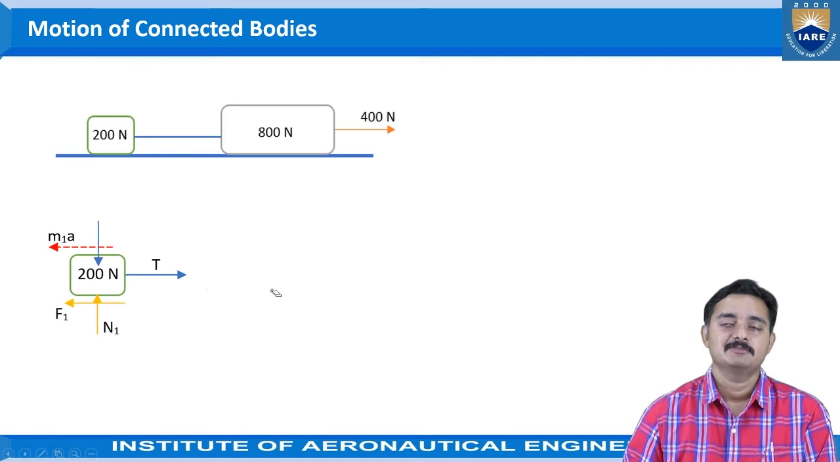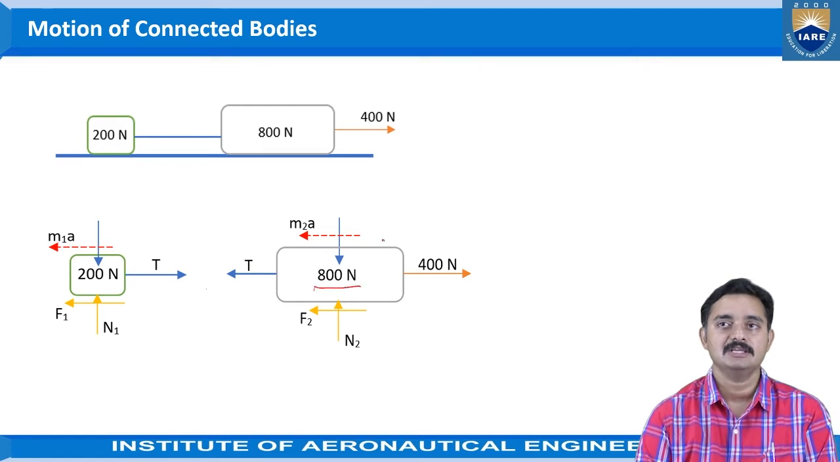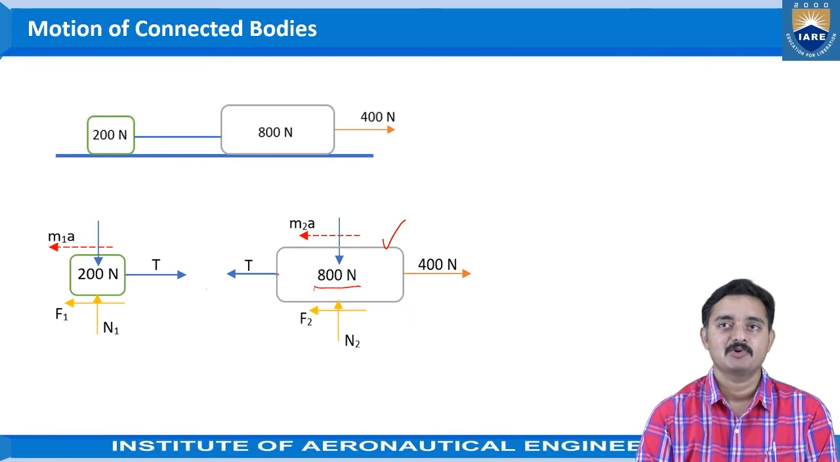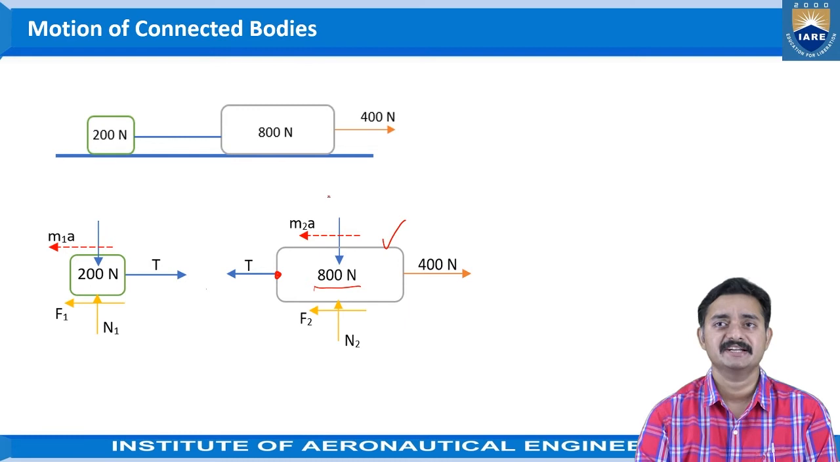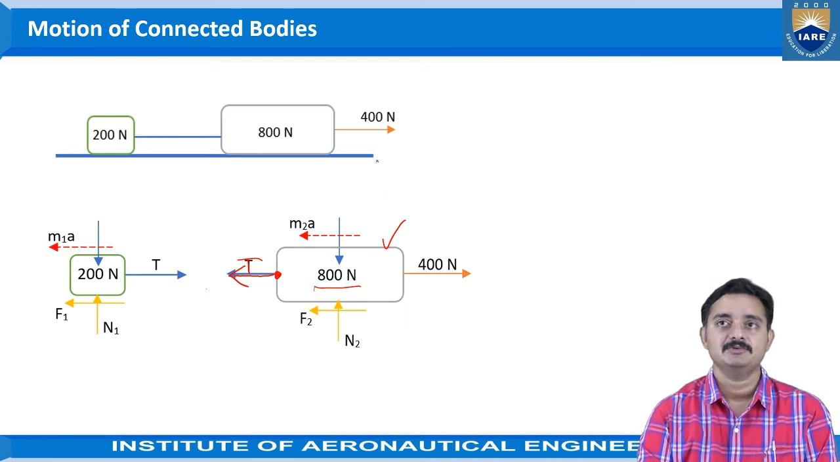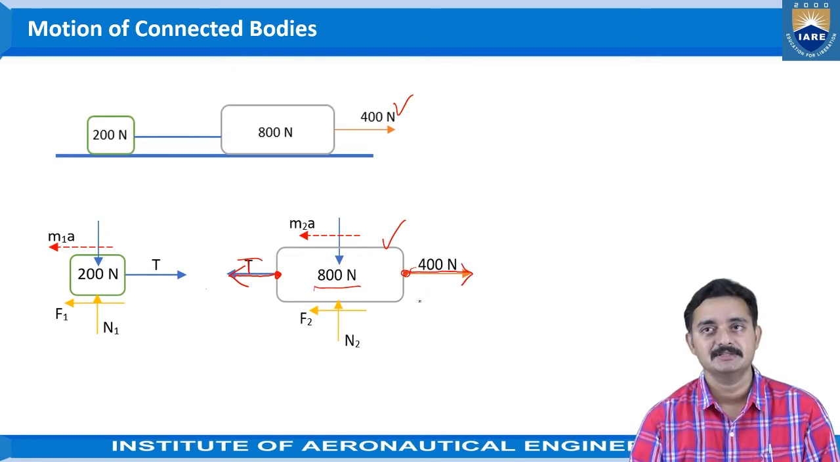Now coming to the free body diagram of the 800 Newton block. For this 800 Newton block, we have drawn the block as it is here, and at the string connection here, we are showing the tension in the left side direction because it is away from the object. And coming to the force which is acting at this point, the same force is shown here at the same position, that is 400 Newtons.